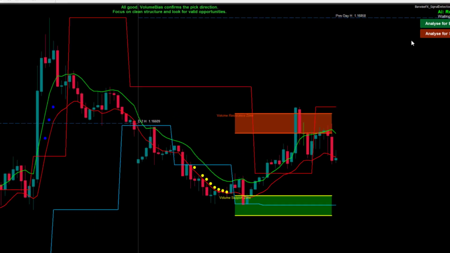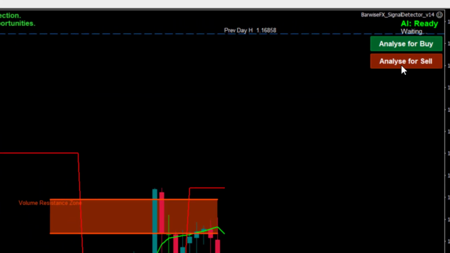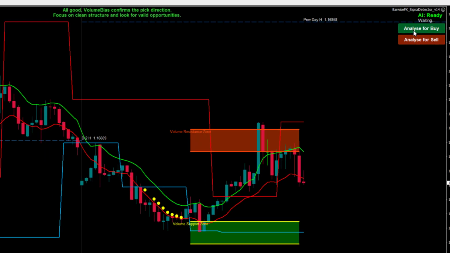Now, in addition to that, you can see I have these analyze for buy and analyze for sell buttons. So if I do see a good opportunity, for example, if we are trading away from the support level, but I just want double confirmation just to make sure I'm not missing anything critical, I can just click on this analyze for buy button. You can see it says send for analysis.